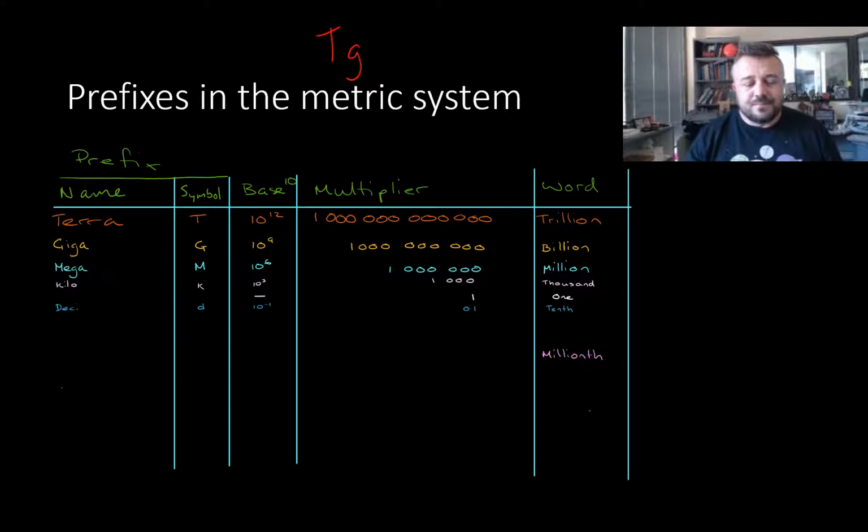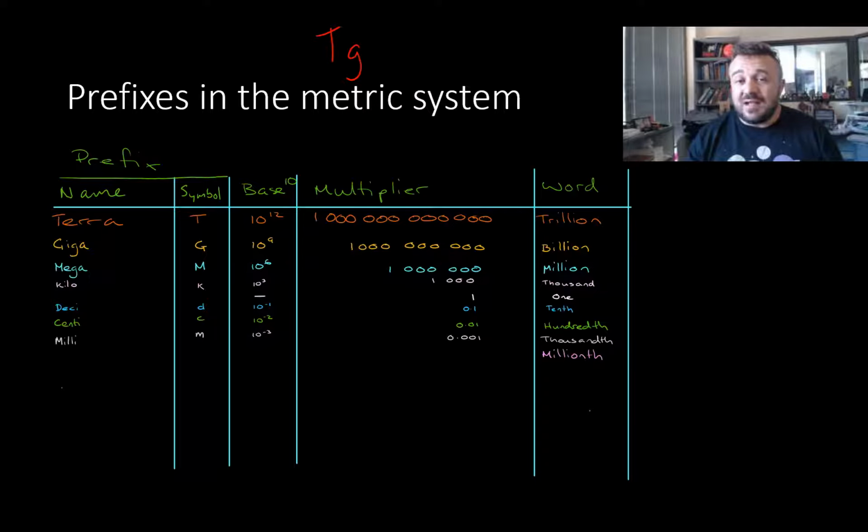It still works. So then we get to deci, which is 10 to the minus 1. Now, when we go the other way, we use a bit more comprehensive. So that's base 10 to the minus 1. The multiplier is 0.1 grams, or 0.1. So if I have 1 decigram, I have 0.1 gram. If I have 7 decigrams, I have 0.7 grams. Centimeters. If I have 1 centimeter, I have 0.01 meter, and it's a 100th.